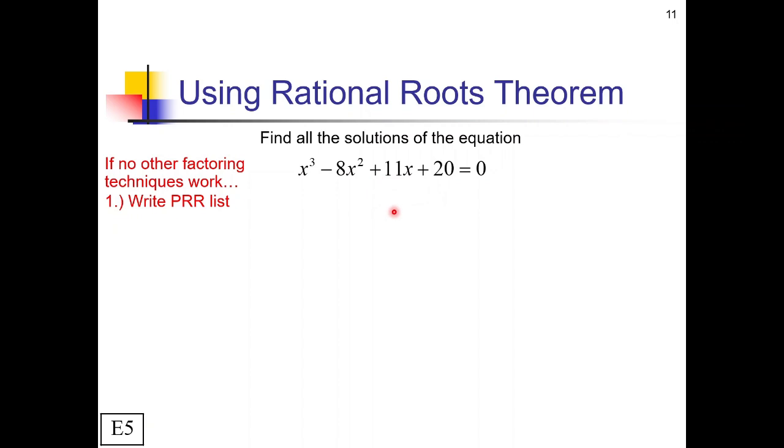All right, so remember we have factors of the constant, which is 20, over factors of the lead coefficient, which is just 1. So that's kind of nice. Factors of 20, we're going to have 1, 2, 4, 5, 10, and 20. There they all are. And it's good to generate these in pairs. So 1 times 20, 2 times 10, 4 times 5. Less chance of missing something if you do it that way.